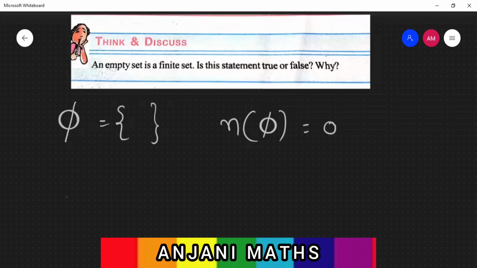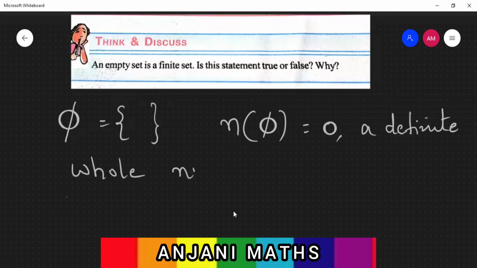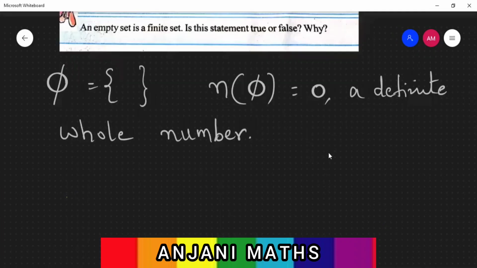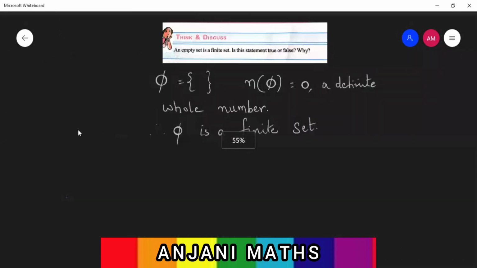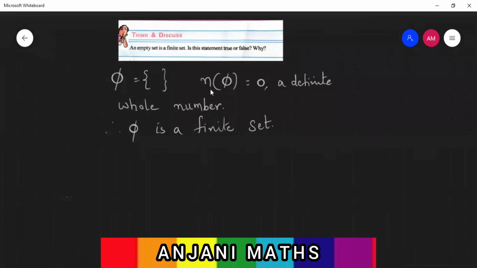Zero. Very good. Zero is a whole number, a definite whole number, isn't it? If it is a definite whole number, then we will say that it is a finite set. Therefore, the empty set is a finite set. See here, the empty set means it has no elements. So n of the empty set is equal to how much? 0, a definite whole number. Therefore, the empty set is a finite set.